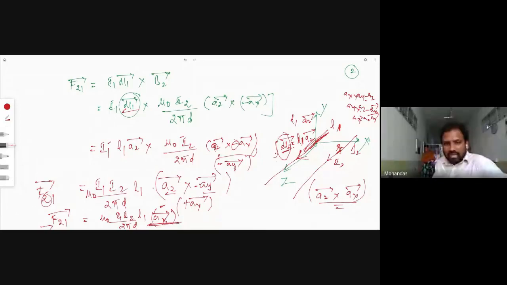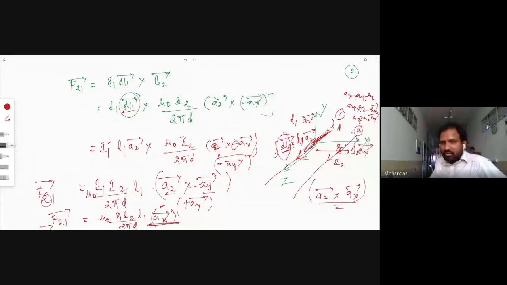AX direction, left to right or right to left? Now this conductor is moving in the AX direction. That means this conductor is moving away from conductor 2 or towards conductor 2. Is it attracted by this conductor or repulsed by conductor 2? That is my question.